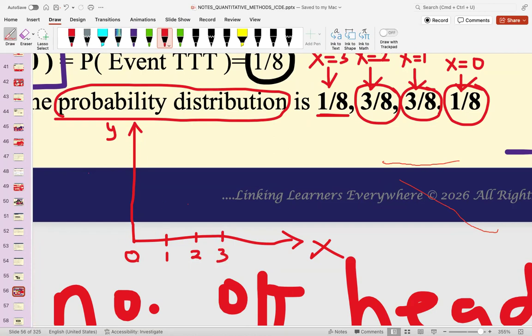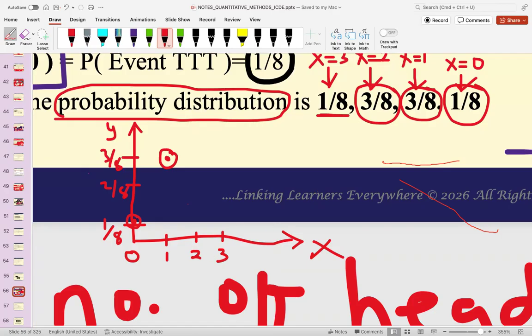If we are plotting, when there is no head, it's 1 over 8. So you see our point somewhere here, on this axis. It's supposed to be on 0. Now, this is 2 over 8, this is 3 over 8. If you want to see x equals 1, the point will be here. So that is 3 over 8.